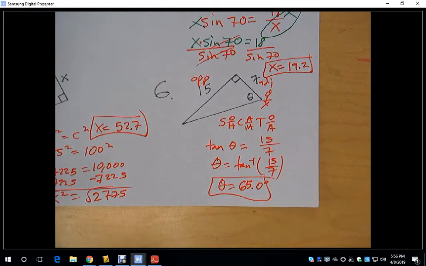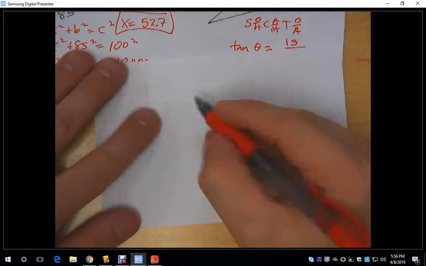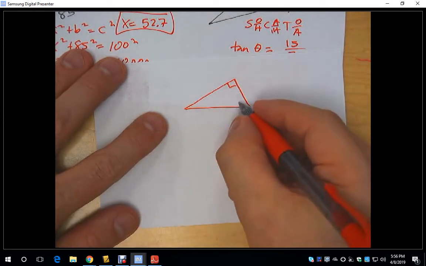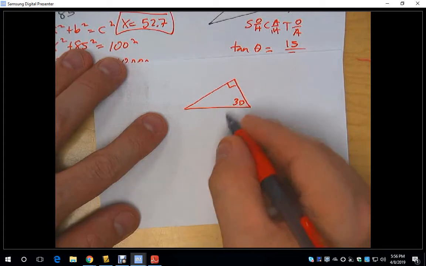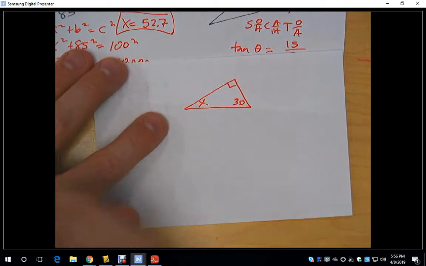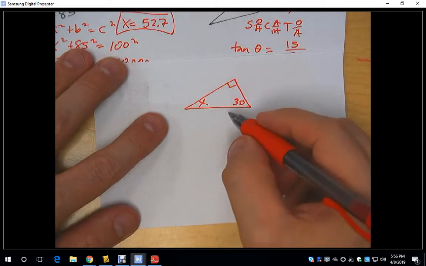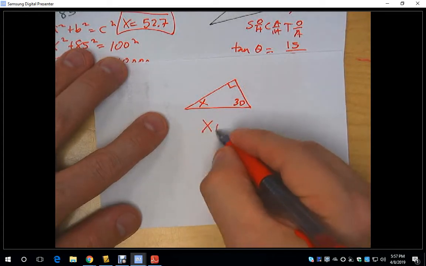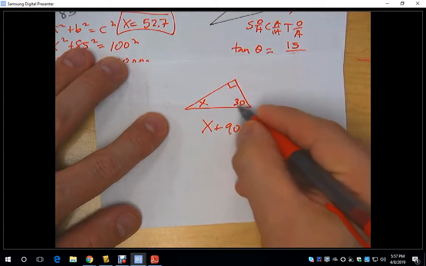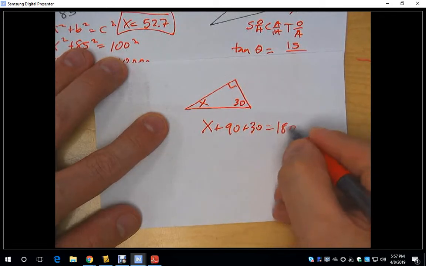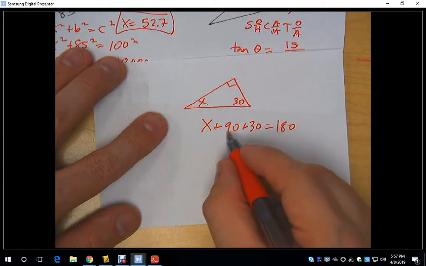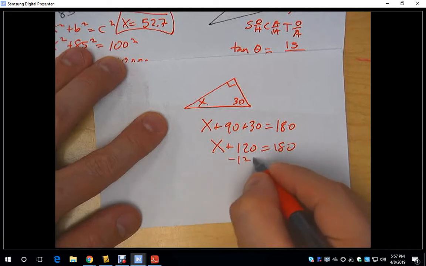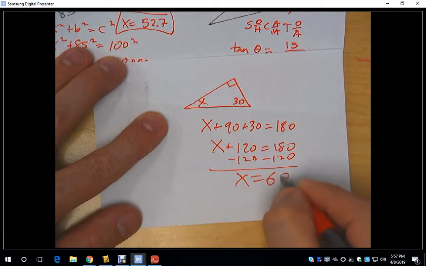The only thing that we didn't do, in fact, I probably should throw this in really quick. If I do have a right triangle, and I'm given a missing angle, say 30, and I'm asked to find the other missing angle, then what should come to mind is the triangle sum theorem, where the sum of all the angles equals 180. So I'd have x plus this 90 degrees here, plus this 30 degrees, and that should equal 180. When we combine like terms, we have x plus 120 equals 180, and then we subtract the 120 from both sides, and that gives us that x equals 60 degrees.